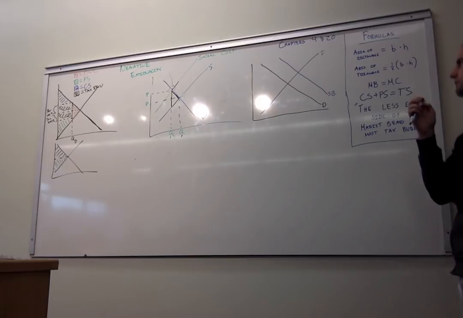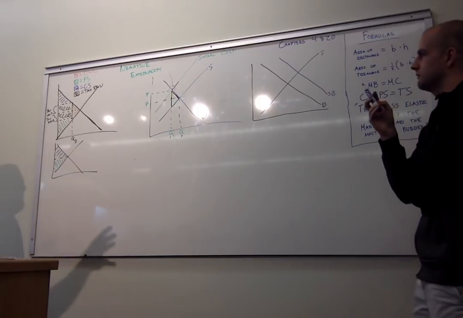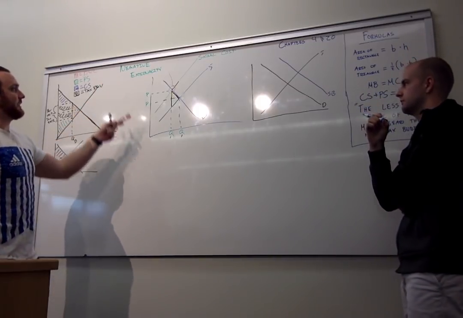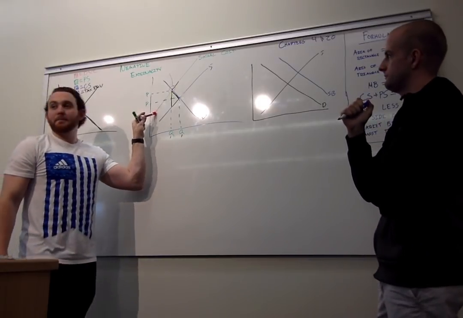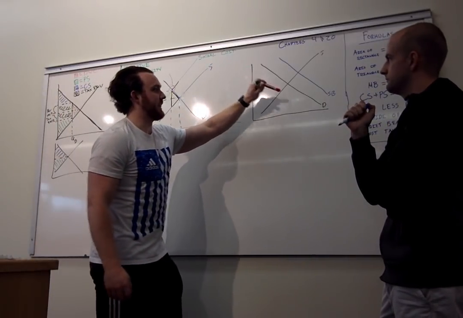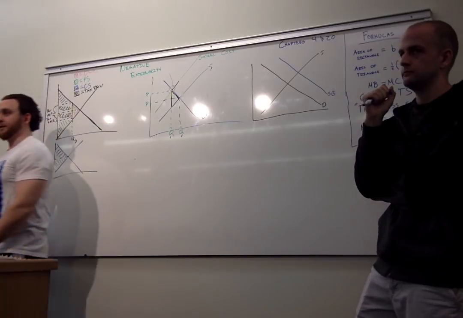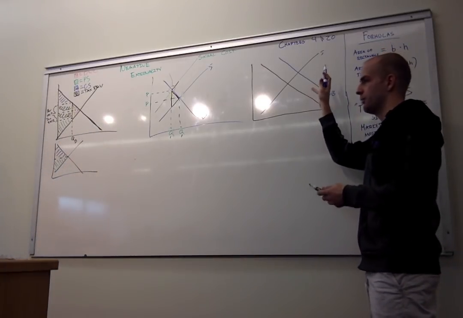So, quick thing to drill into your heads. The vast majority of the time, if we're talking negative externality, you're going to see supply. If you're talking positive externality, you're going to see demand. Okay, so then where's deadweight loss on a positive externality?